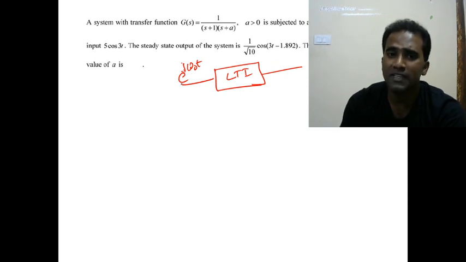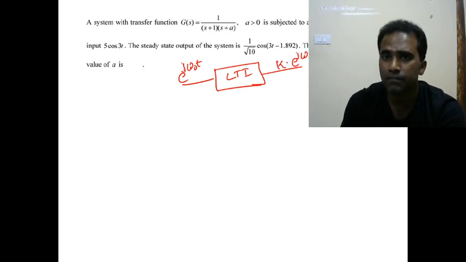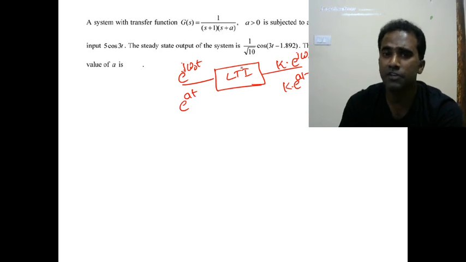when the input is an eigenfunction of the system, the output will be the same signal but multiplied with some constant. And that constant is equal to H of omega naught into e power j omega naught t. Similarly, if it is e power at, the output is some constant times e power at. The exponential function is also an eigenfunction of an LTI system.